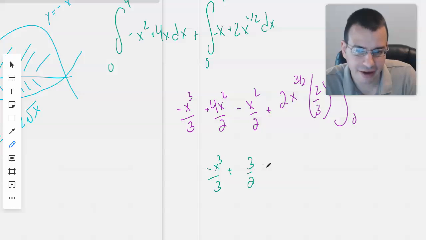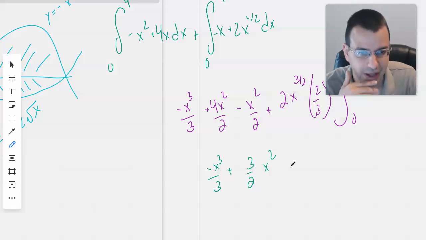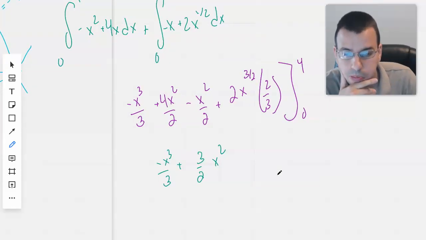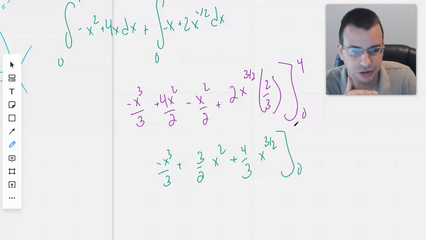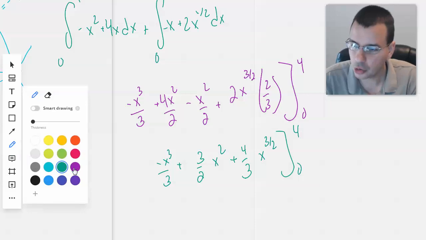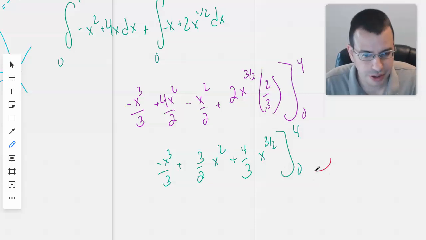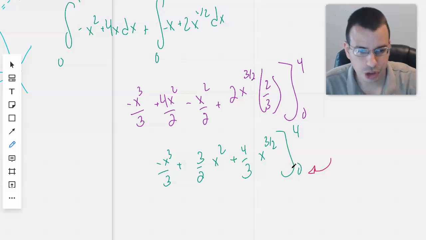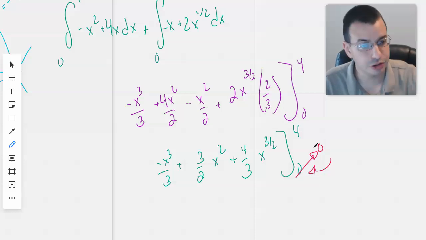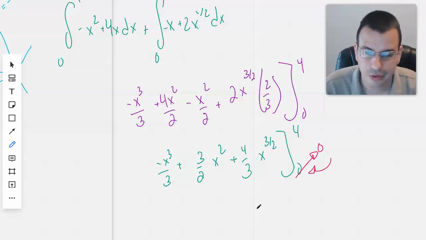Plus 3/2 x squared, minus 1/2, plus 4/3 x to the 3/2. I'm going to evaluate from 0 to 4. I'll quickly look at the 0 portion right there. We know that when we put 0 in for everything, it's going to be 0. So I'm not even going to bother doing the 0 portion because we know it's going to be 0.